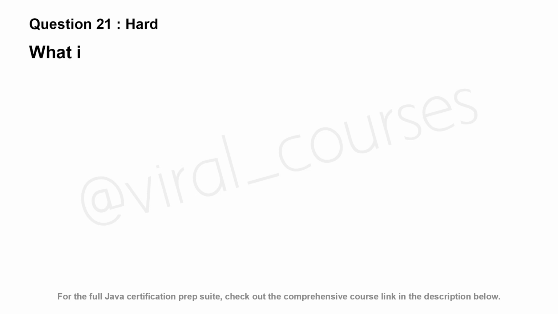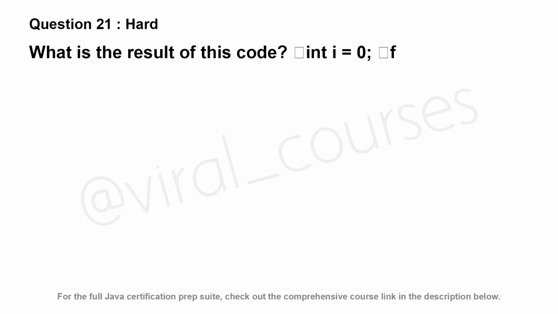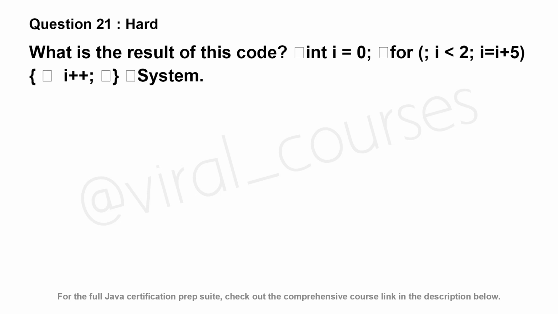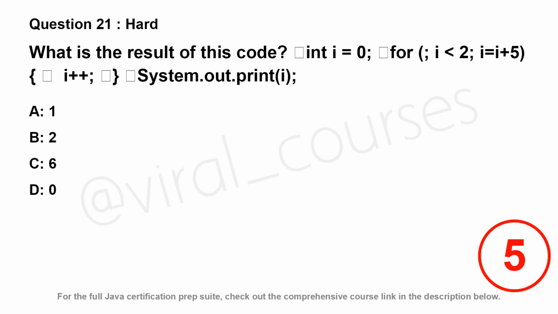What is the result of this code? int i equals 0; for, i less than 2, i equals i plus 5, opening curly bracket, i plus plus, closing curly bracket, System.out.print i. Option A, 1. Option B, 2. Option C, 6. Option D, 0.